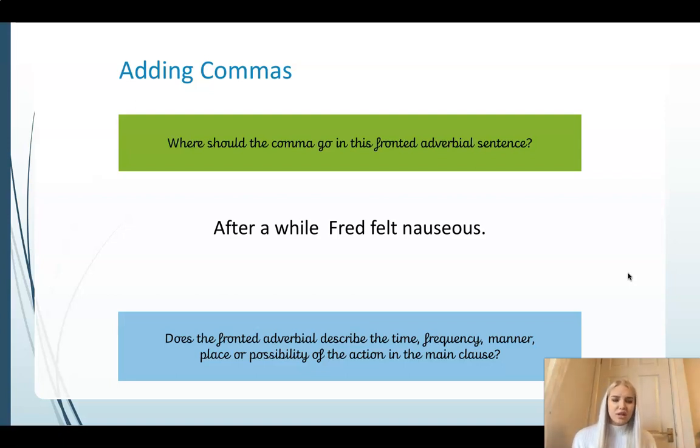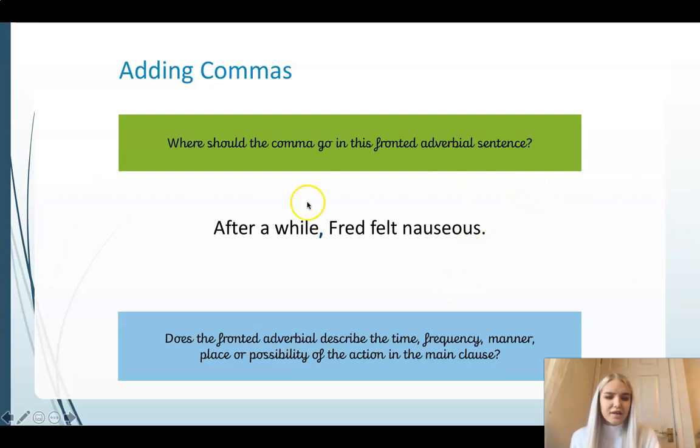So we need to find the fronted adverbial. So we know because it's a fronted adverbial, it goes at the start of my sentence. So, after a while, Fred felt nauseous. So we know we're finding the adverbial that describes the verb. So the verb being felt, he felt nauseous. We are also looking at adverbials of time. My time here is after a while. That tells me when the verb is happening. After a while, Fred felt nauseous. So my comma should go after while, because that separates my fronted adverbial from my main clause.